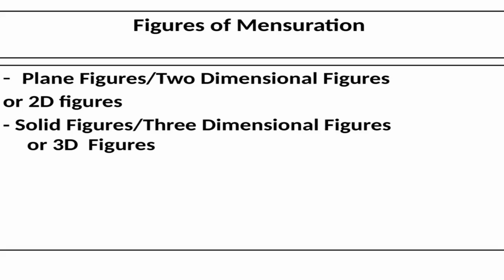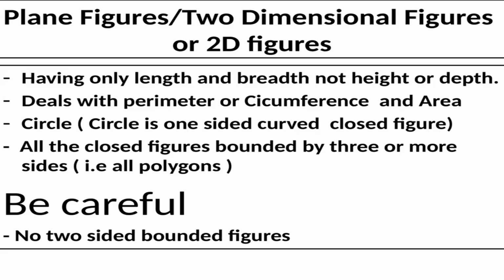Next, now plane figure in detail. Plane figure, two-dimensional figure or 2D figure. What are its characteristics? Now see, a plane figure has only length and breadth, but it does not have height or depth. That is why it is called a two-dimensional figure. And in a two-dimensional figure what do we find? We find perimeter or circumference and area. In a plane figure we generally find these two things.